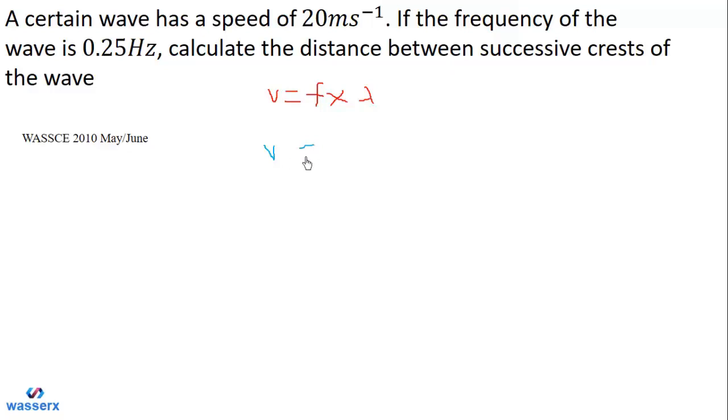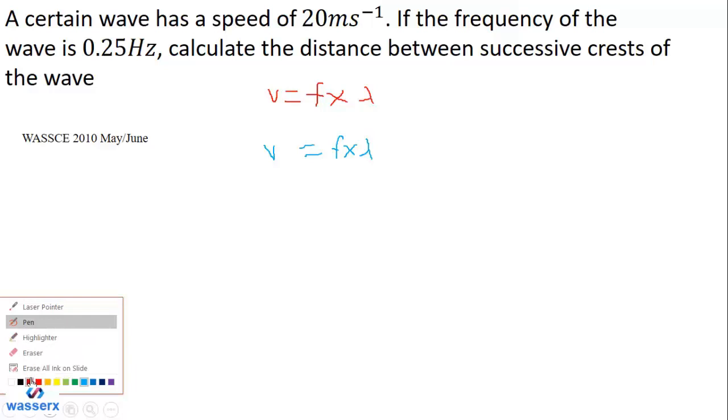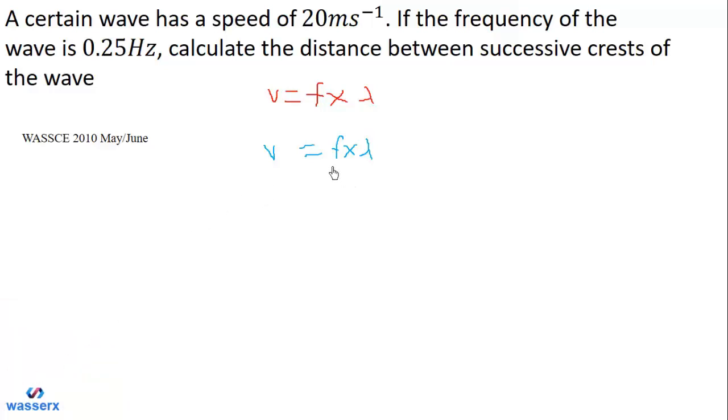So let's do that. We have V. I'm rewriting it so that we can do the division clearly. So V is equal to F times lambda. So now let's do the division. So remember, we are dividing both sides by F. So when we cancel out F on both sides, we are left with lambda on the right and V over F on the left hand side of the equation.